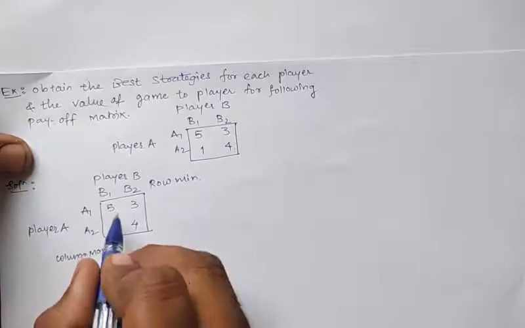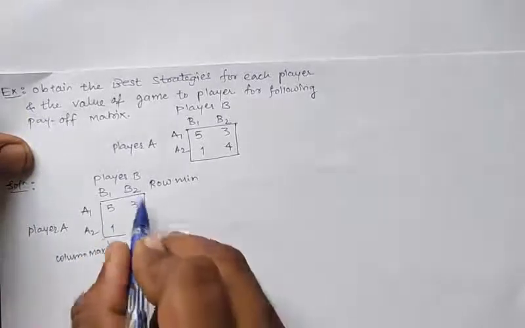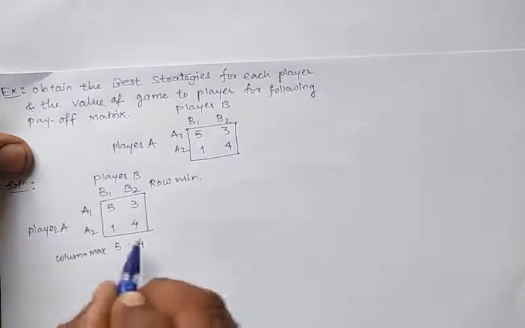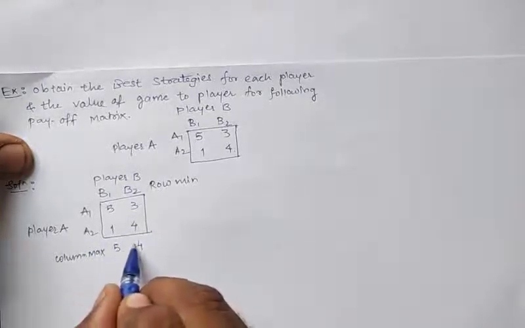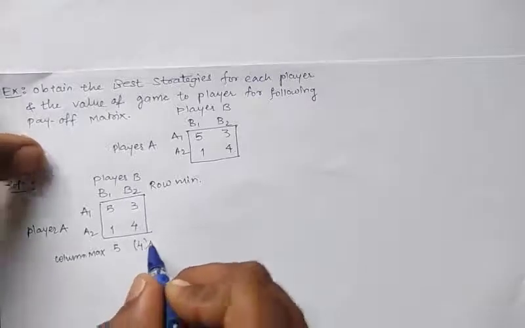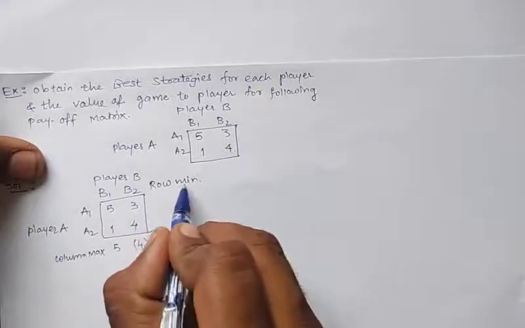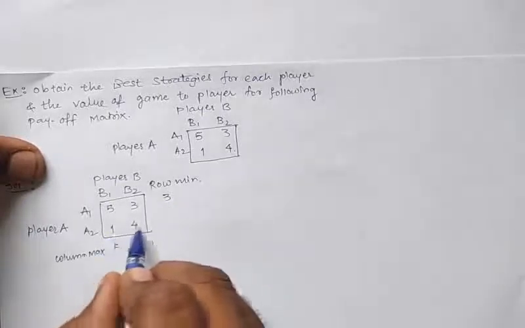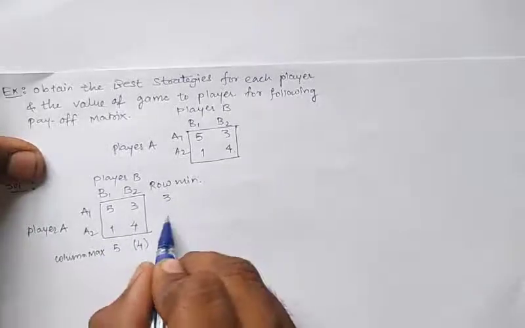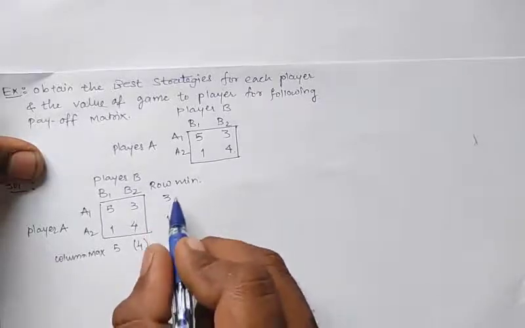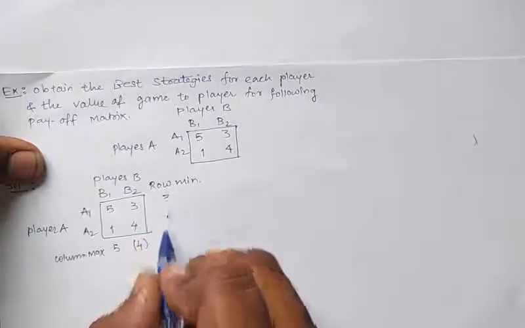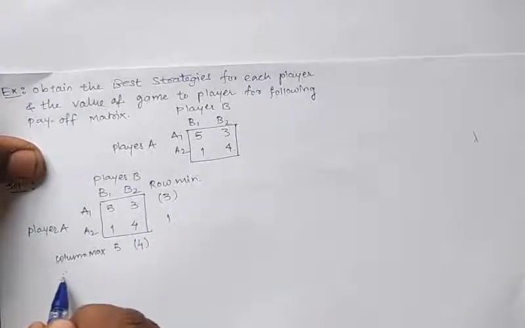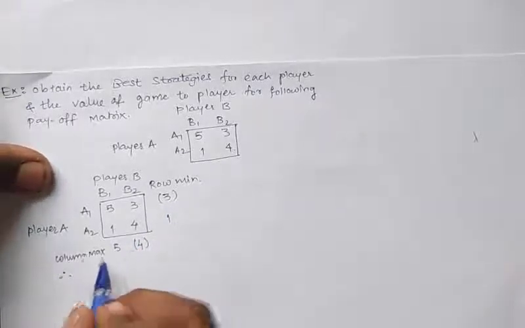The column maximum in the first column is 5 and in the second column the maximum value is 4. Among these maximum values, the minimum value is 4, so circle it. Next, to find the row minimum: in the first row the minimum value is 3 and in the second row the minimum value is 1. Among these minimum values, the maximum is 3.